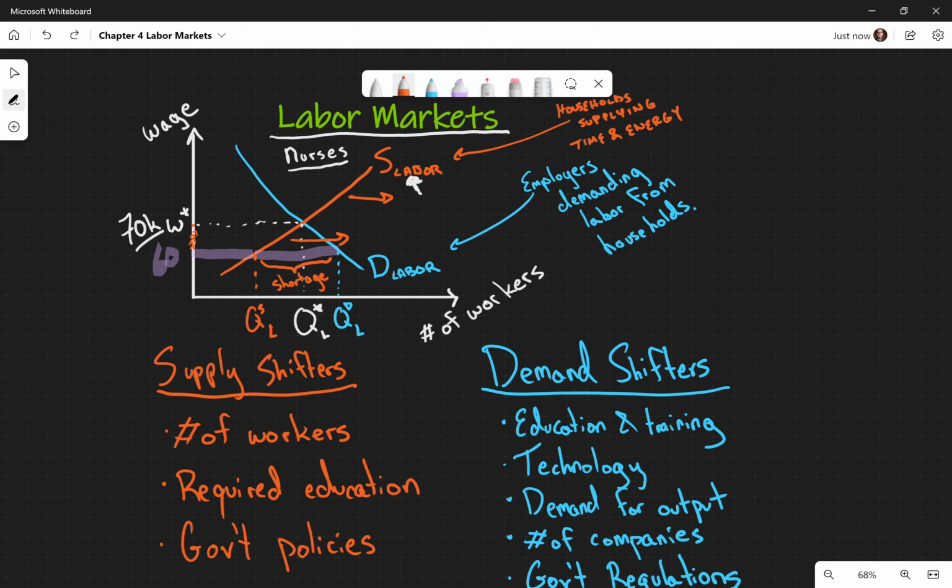So, something like being a professor, right? You have to have a lot of education, a master's degree, and experience teaching and stuff like that. So the supply of labor is usually pretty low when employers are out there trying to hire people. The other part is just the number of workers. If there's an increase in the number of workers, obviously the supply of workers is going to shift out. If there's a decrease in the number of workers, then supply is going to shift inwards.